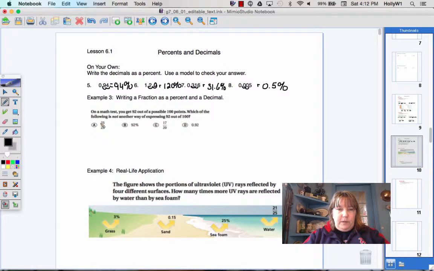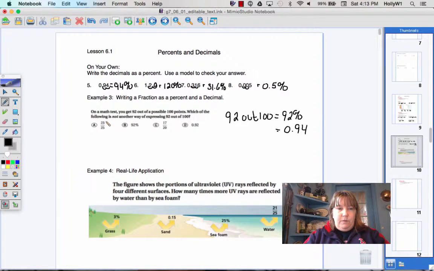So example 3, writing fractions as a percent and a decimal. On a math test you get 92 points out of 100. So we know from the way we used to grade that would be a 92%. And if we were to convert that into a decimal, it would equal 0.92.